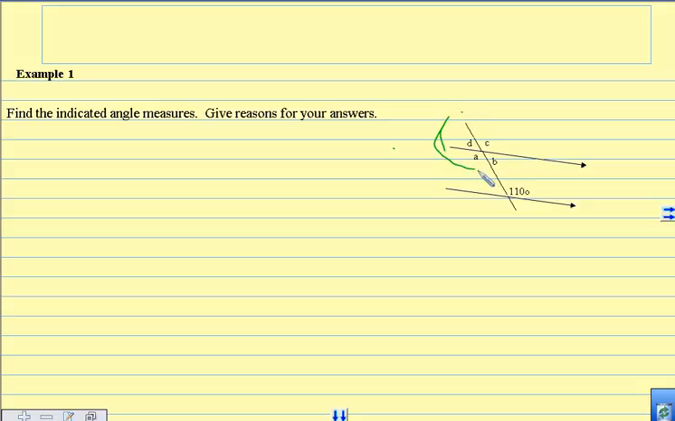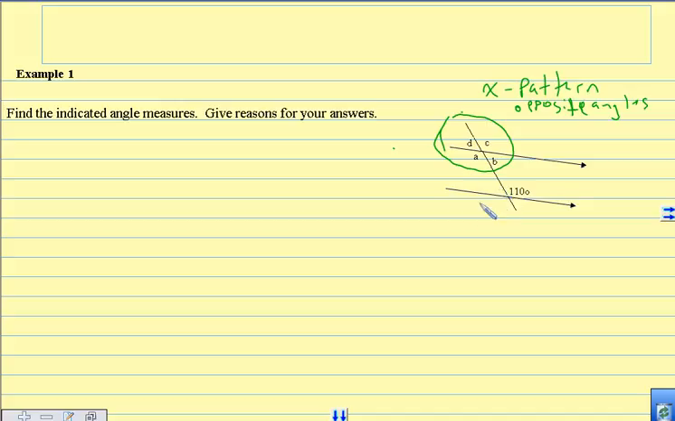This is one big X pattern, or opposite angles. So if I find one of these, then I can find all of them.